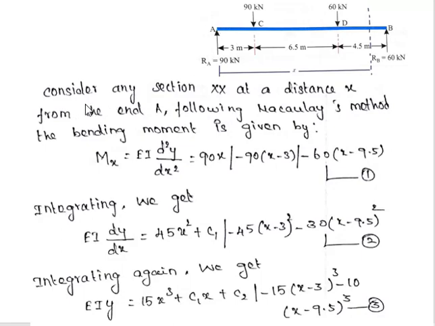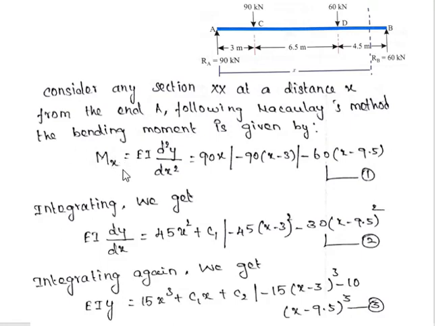Take the diagram. Here you draw one dotted line. Consider any section in the length of the beam, called XX, at a distance of x from the NDA. From this NDA, you take any distance too far from the left hand side, and take that section as XX. By this XX, write the bending moment equation.